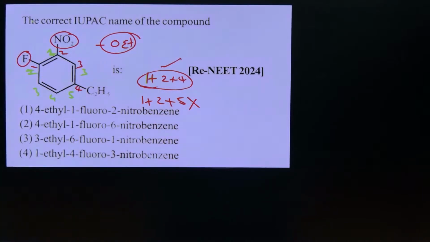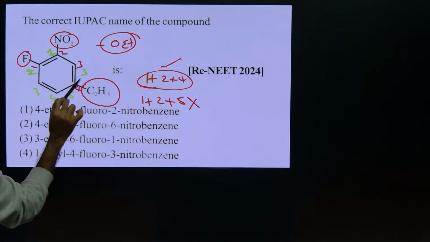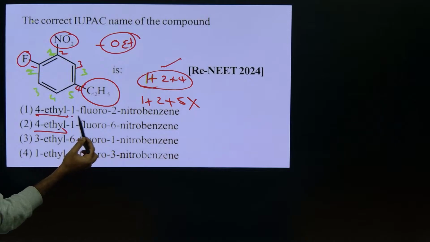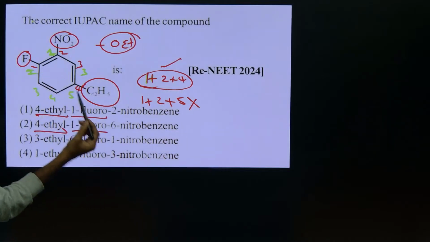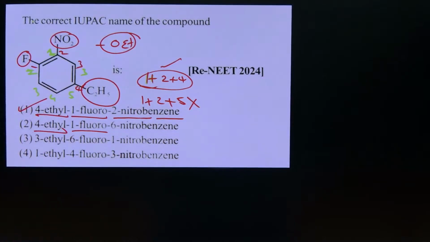It means first position fluoro, second position nitro, fourth position ethyl. Which alphabet comes first? Ethyl. E comes first. So 4 ethyl. Next 1 fluoro. The next 2 nitro. Yes, 2 nitro benzene. So the first option will be your answer for the question.